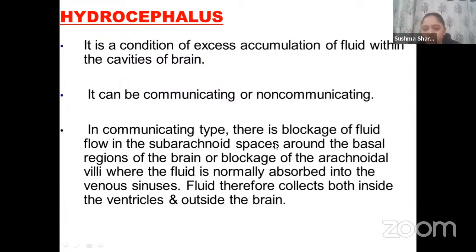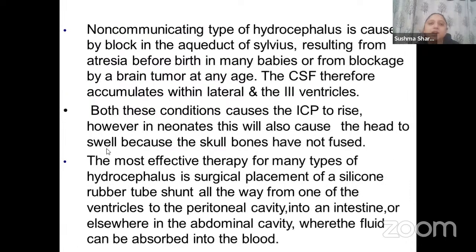What happens when there is a block in the arachnoidal villi? The CSF is not getting drained, right? So because of this block, the normal fluid does not get absorbed into the venous sinuses as it normally does. It gets collected on both sides of the ventricle as well as outside the brain, right?